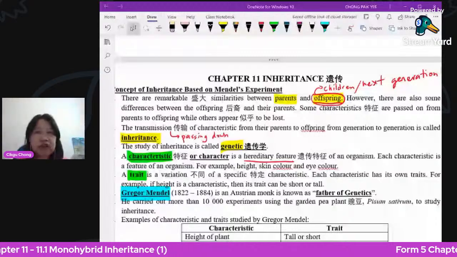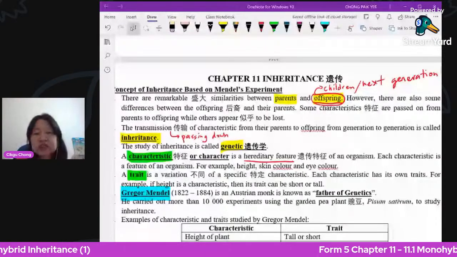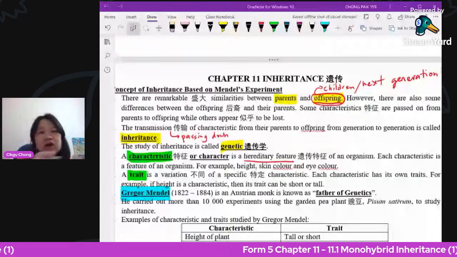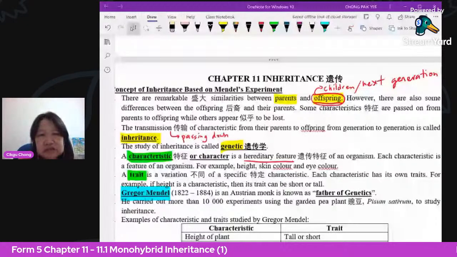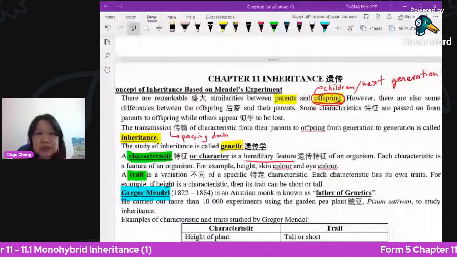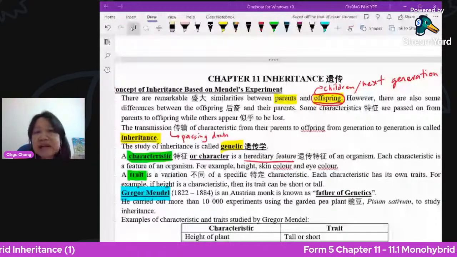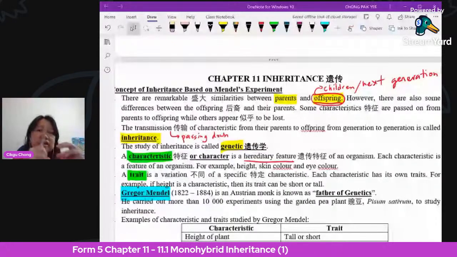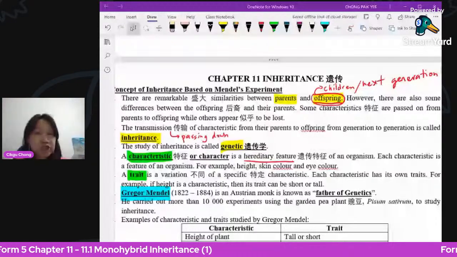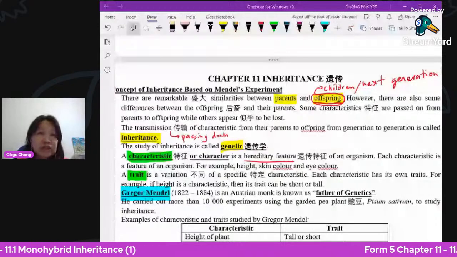From one generation to another generation. So this is called inheritance. In Mandarin we say 遗传. 遗传 means something that you pass on to the next generation. Now the study of inheritance, the study of how this characteristic is passed on from the father to the child, and then the child passes on to the grandchild, and also the great-grandchildren, and so on, many, many generations. So this is called genetics.